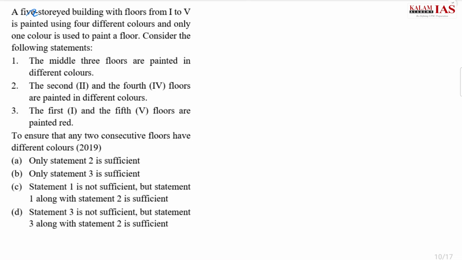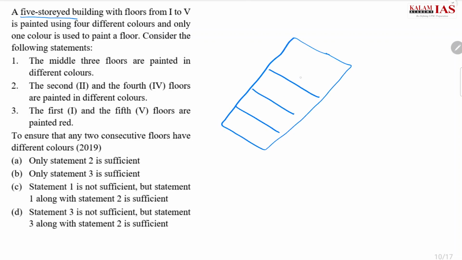In this question, it is given a 5-storied building with floors from 1 to 5. So we have a 5-storied building. Suppose this is the building. There are 5 floors. 1, 2, 3, 4, 5.